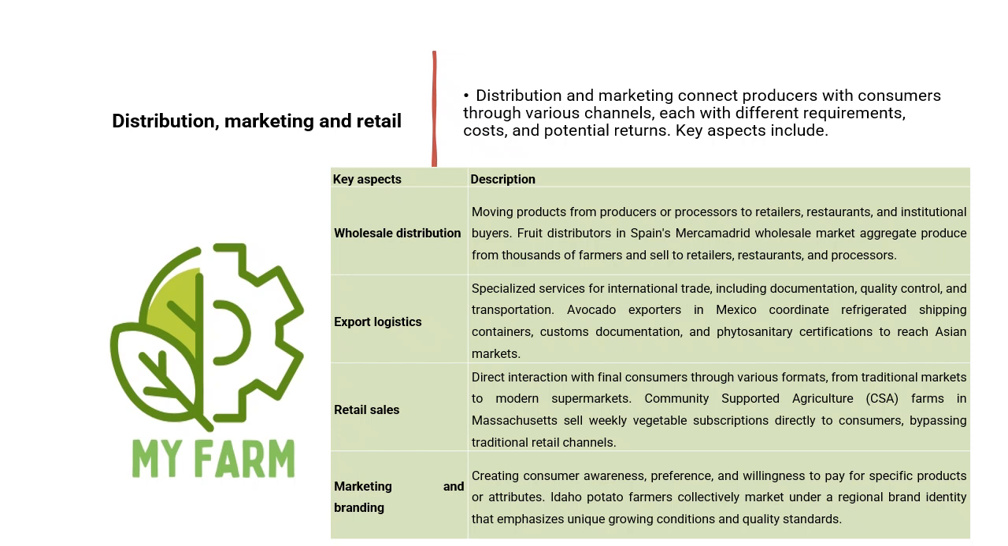Marketing and branding create consumer awareness, preference, and willingness to pay for specific products or attributes. Idaho potato farmers collectively market under a regional brand identity that emphasizes unique growing conditions and quality standards, differentiating their product in a competitive marketplace.